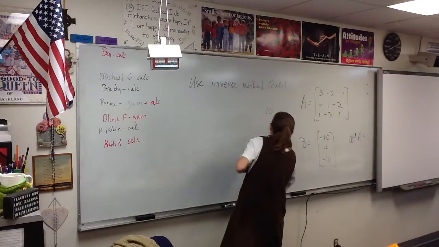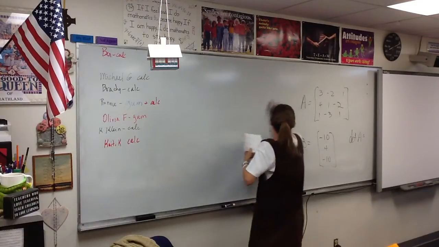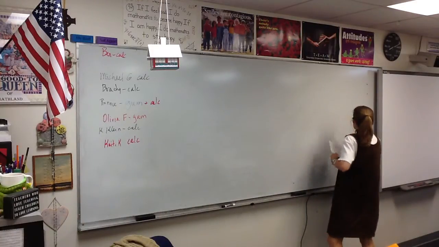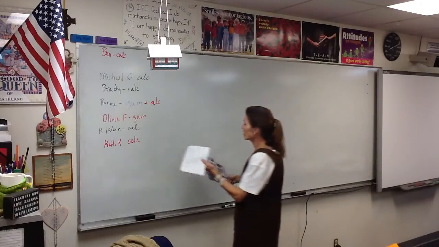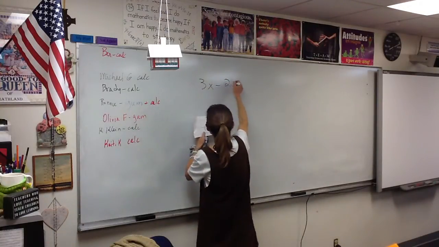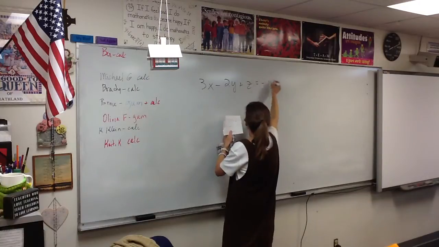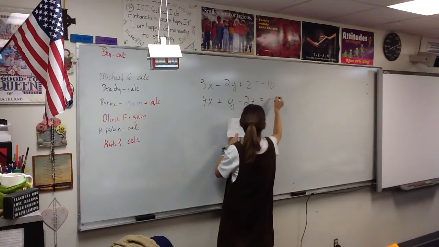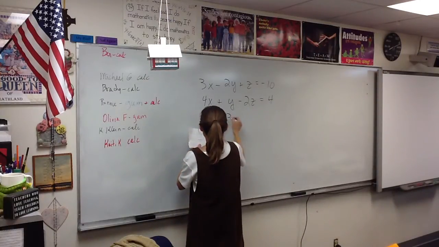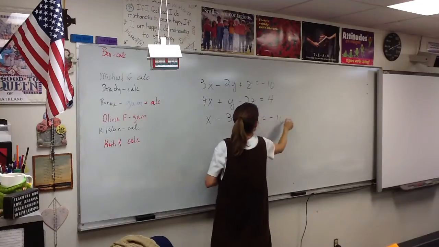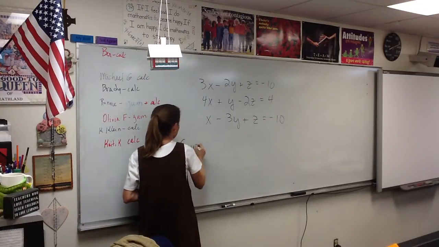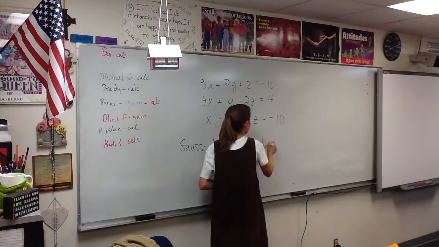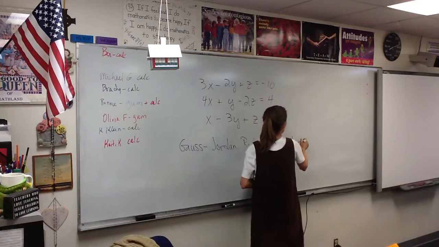I want you now to go back to the matrix or the system that we just solved. Shoot, I erased it. But this system that we just solved, we already solved it. We already know what the answer is. But now, I'm going to ask you to solve it using Gauss-Jordan reduction, or your book will say reduced row echelon form.